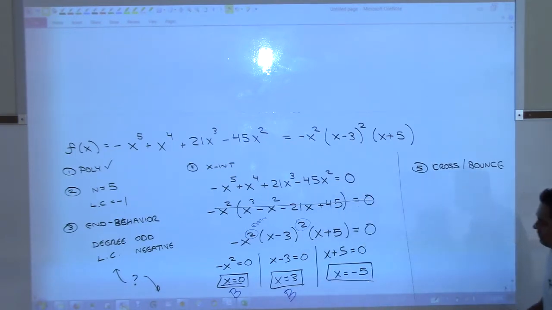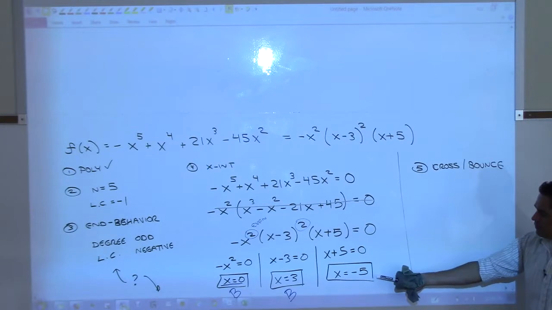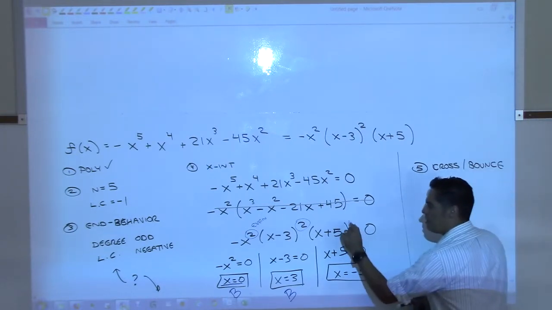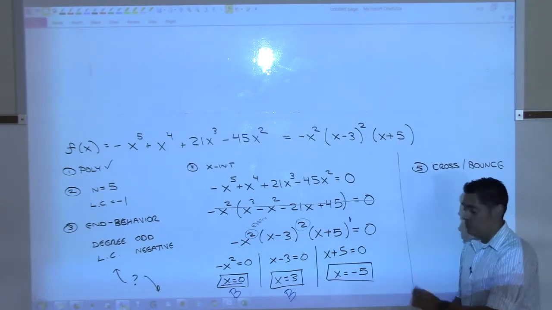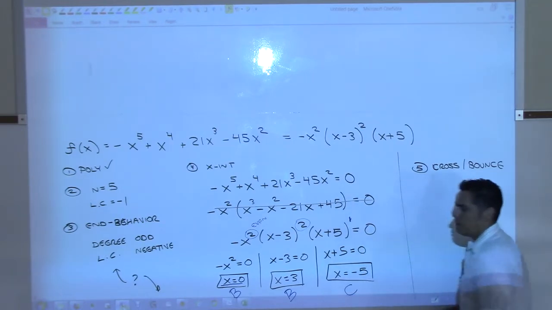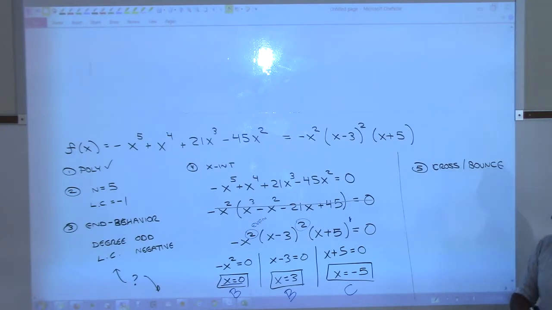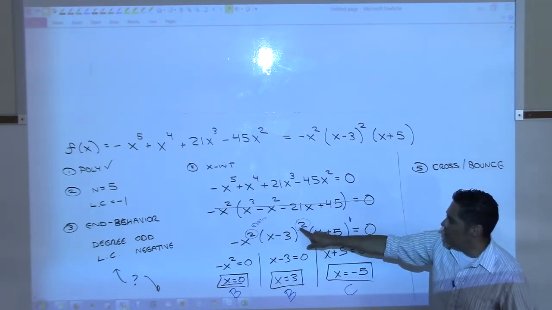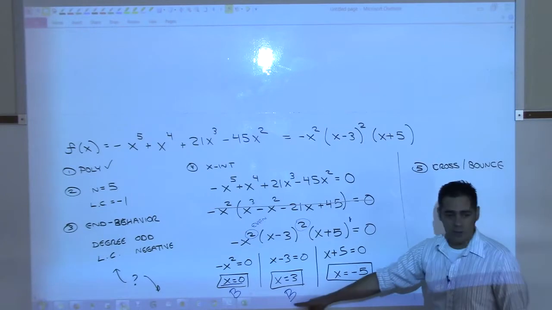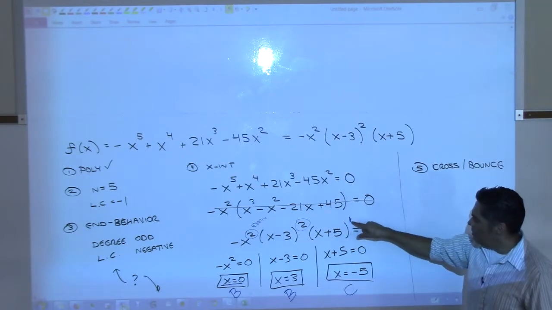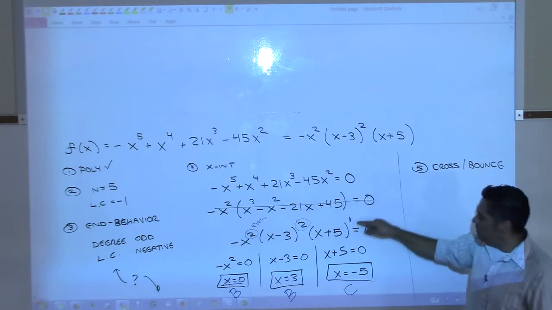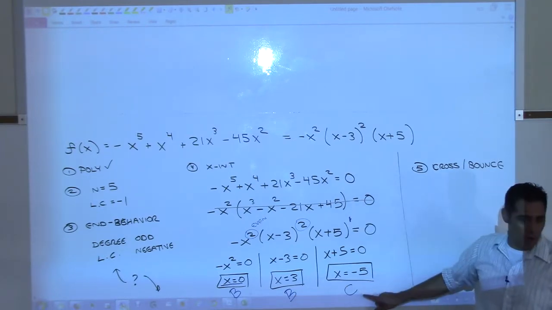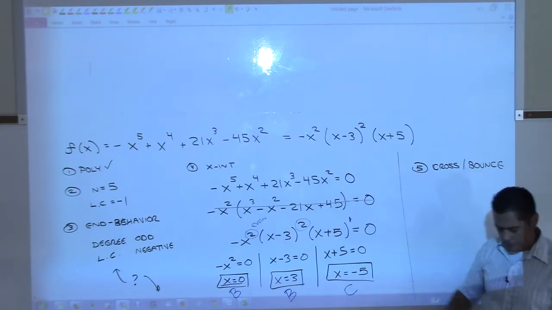And then what about at negative 5? Cross. And it's because the power here is a 1. If it's not written, it's a 1. And if it's odd, we're going to cross. Everyone clear with that? So had this been x to the 4th power, we would bounce. If this had been the 4th power, we'd still bounce. If this had been 3rd power, we'd still cross, right?